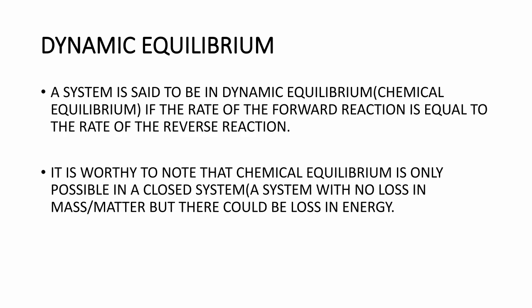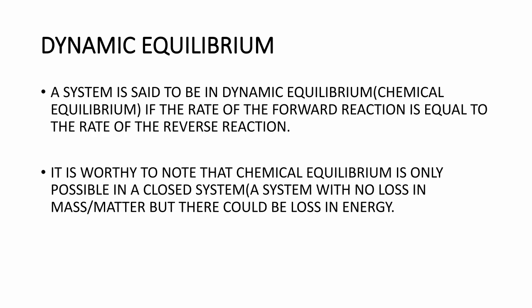That leads us to the next, which is dynamic equilibrium. A system is said to be in dynamic equilibrium, and chemical equilibrium is an example of dynamic equilibrium, if the rate of the forward reaction is equal to the rate of the reverse reaction. It is worthy to note that chemical equilibrium is only possible in a closed system with no loss in mass.